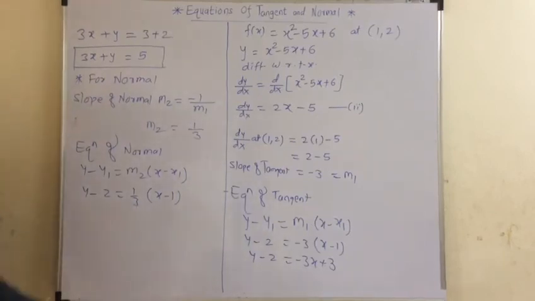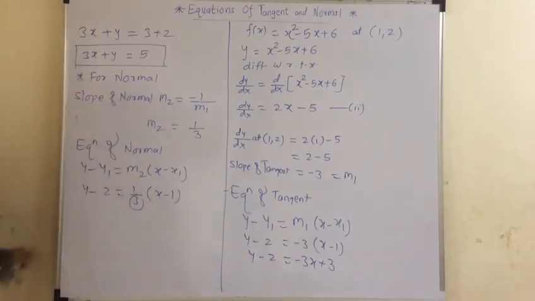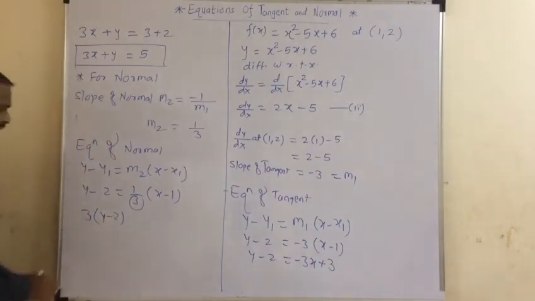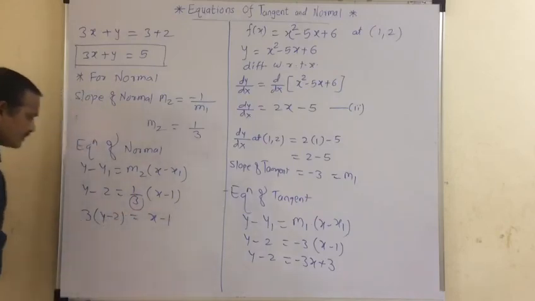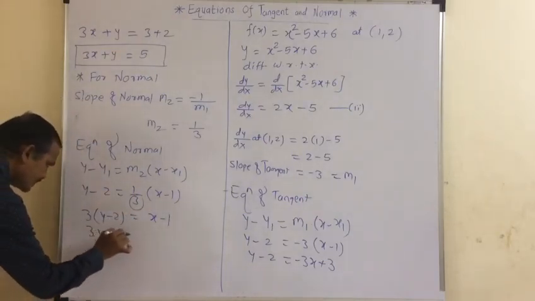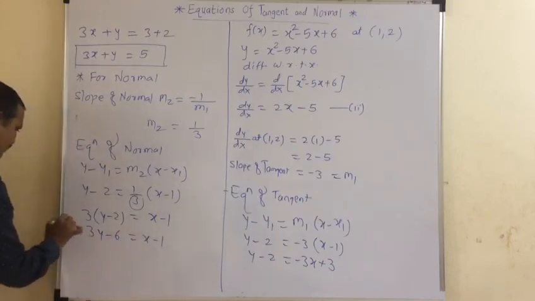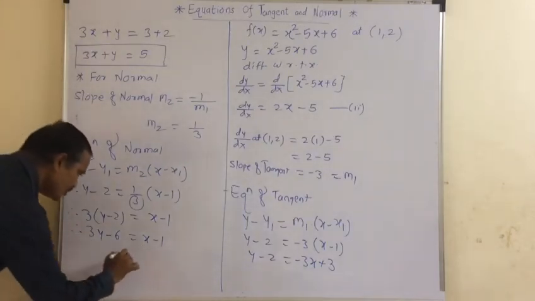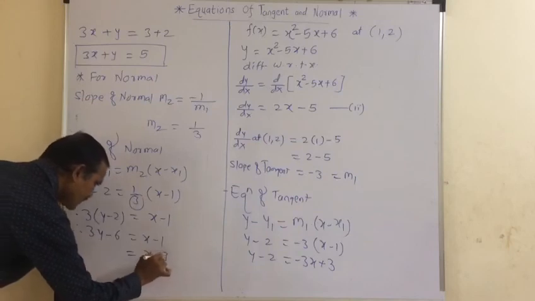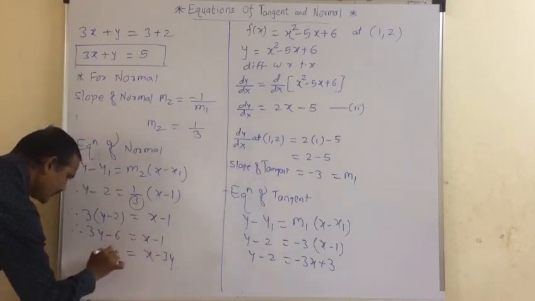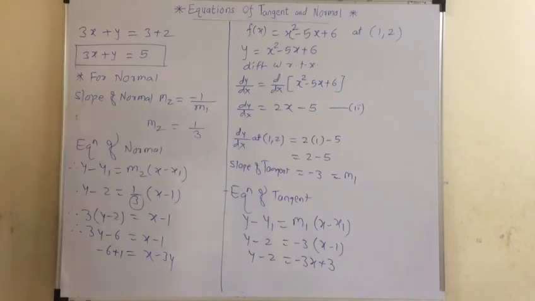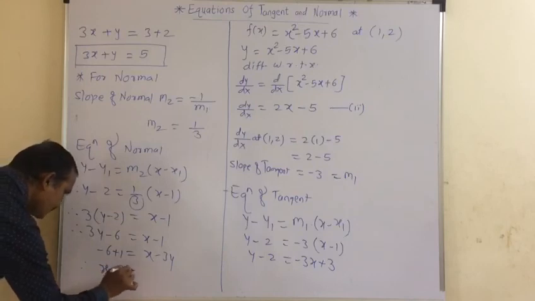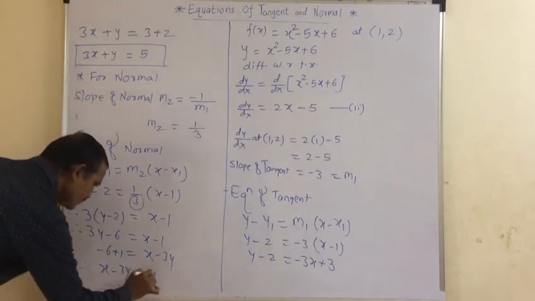Now simplifying this equation, transfer this denominator on left hand side to multiply LHS. 3 times y minus 2 is equal to x minus 1. 3y minus 6 is equal to x minus 1. Keep x positive, x minus 3y, and this constant on left hand side to get the sign plus 1. So finally we get the equation of normal x minus 3y is equal to minus 5.